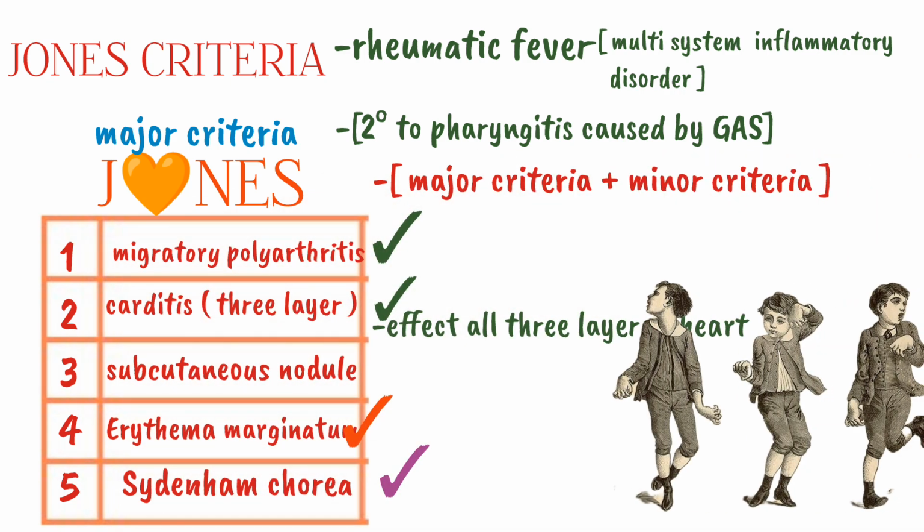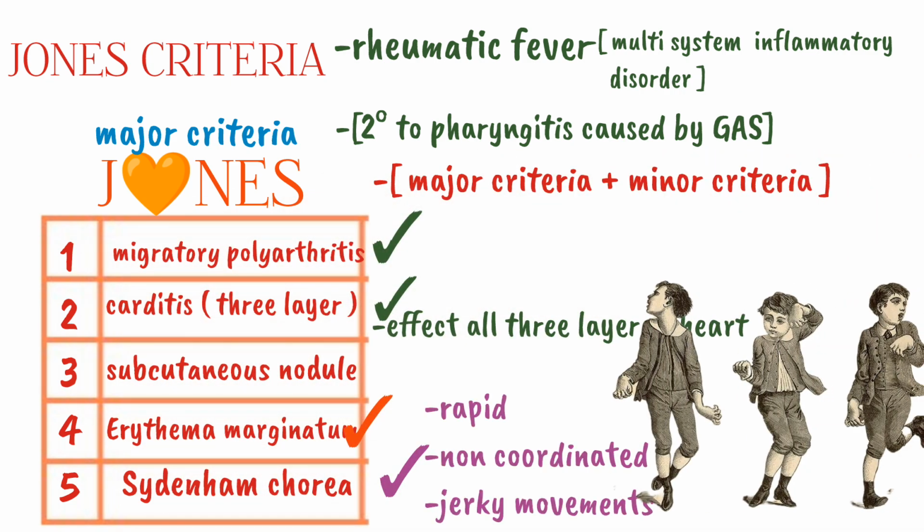Sydenham chorea is a rapid, incoordinated, jerky movement primarily affecting the face, hand and feet. You guys can see a child having Sydenham chorea in this image. Remember that migratory polyarthritis is the most common initial finding, and Sydenham chorea is a very late manifestation of rheumatic fever. So it was all about the Jones major criteria. Now let's shift our attention toward the Jones minor criteria.